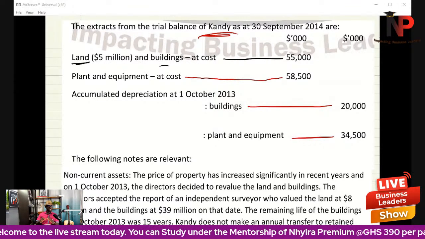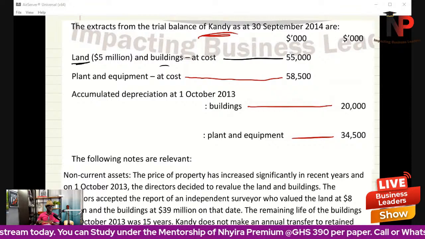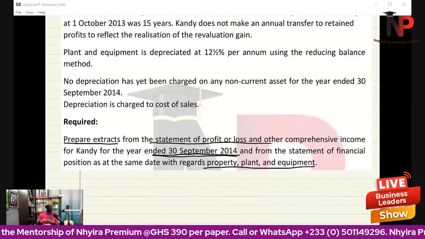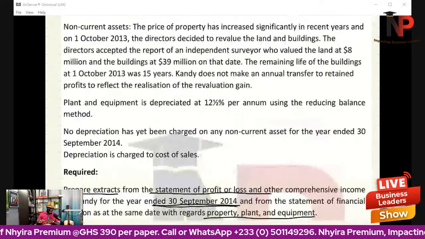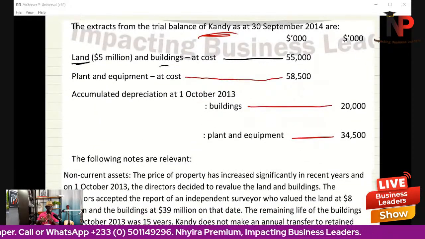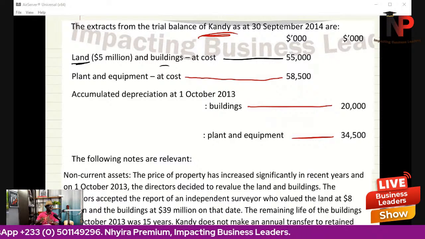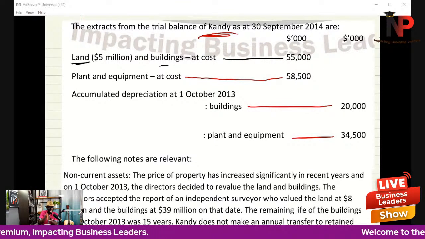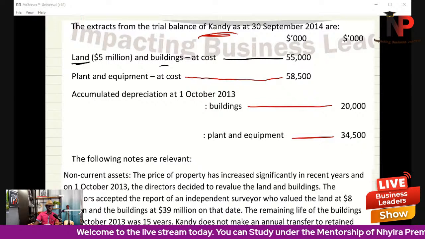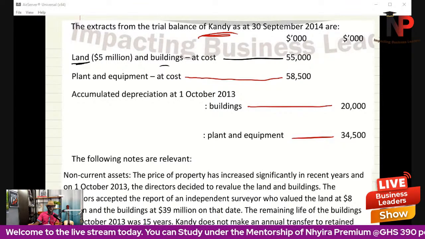Now, remember, like I always say, you don't read the entire question before you start. Once you read your requirements and know what you are expected to do, as you read a question, you work. You don't have to read the entire question. I keep on saying this to you every time. If you say you want to read the entire question, by the time you finish reading it, your brain is stuffed with a lot of things. You wouldn't know where to start.